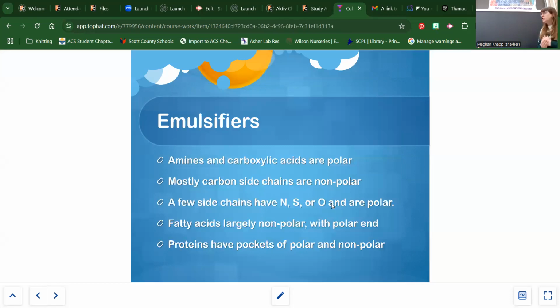All right, so we talked about emulsifiers. Remember, the emulsifier has one part that's polar, that's going to mix well with water, and one part that is non-polar, and that's going to mix well with oils. Our proteins work as emulsifiers because the amine and the carboxylic acid parts are polar, and the carbon side chains are non-polar. Some of the side chains have nitrogen or oxygen, and some have sulfur. Those tend to be a little more polar, especially the ones with oxygen.